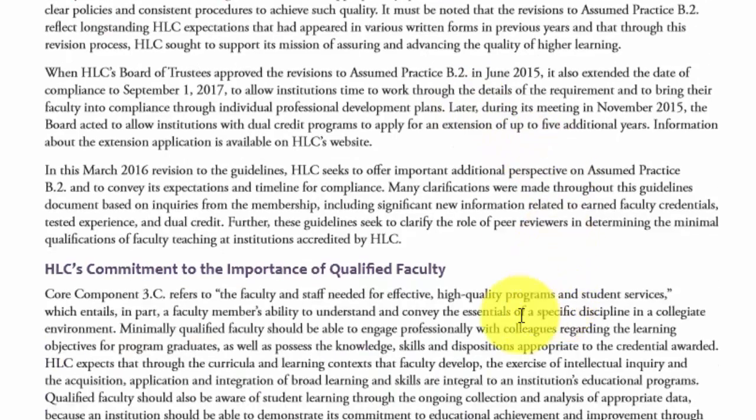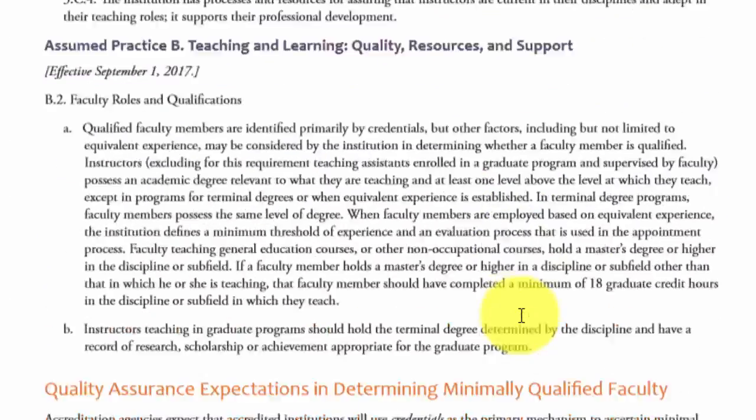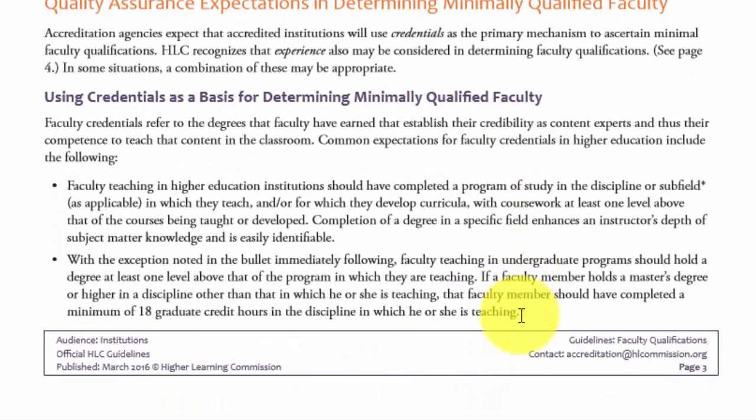And as you read this document, there's a lot of information on how they guide you in interpreting what a qualified faculty member is. There is a section on dual credit in here. It really doesn't apply to us. But again, feel free to read this document.